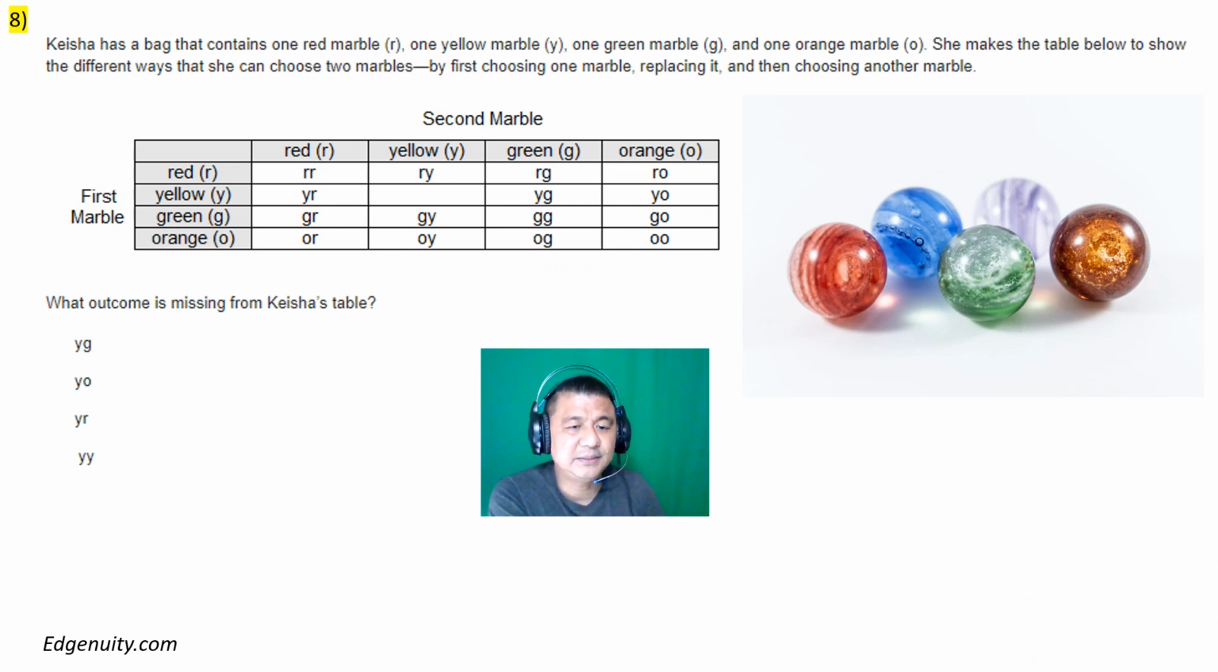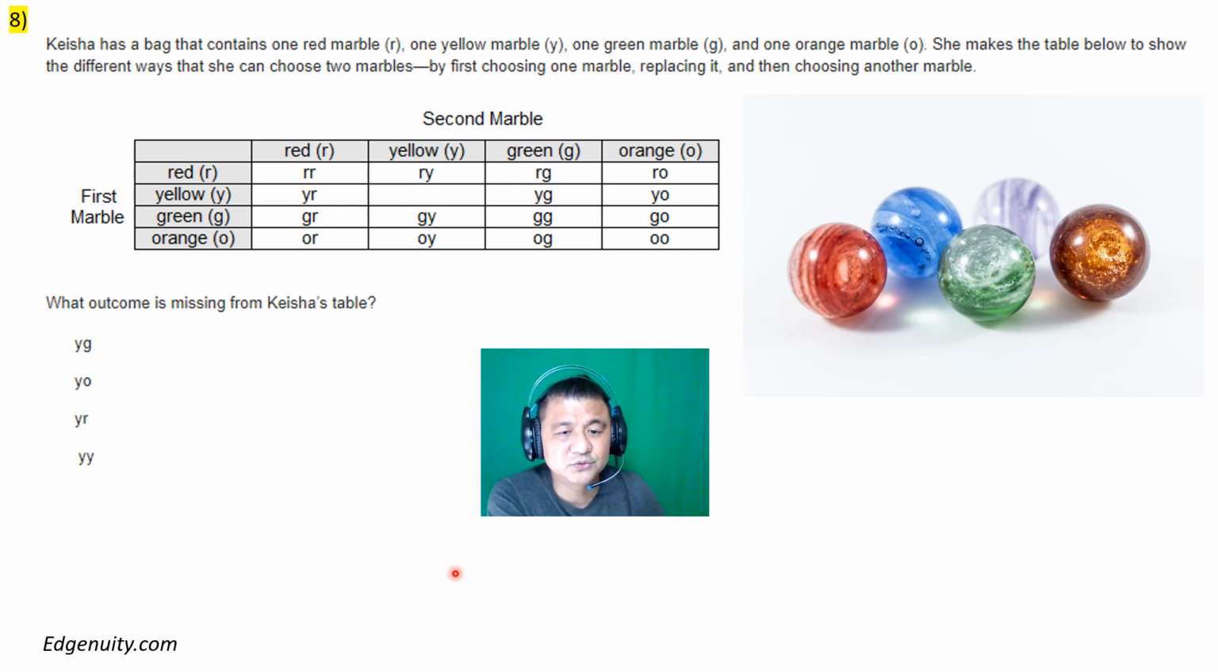Keisha has a bag that contains one red marble, one yellow, one green, and one orange. She makes a table to show the different ways that she can choose two marbles, the first choosing one marble, replacing it, and then choosing another marble. These are the results. Okay? So let's see. What is missing from the table?